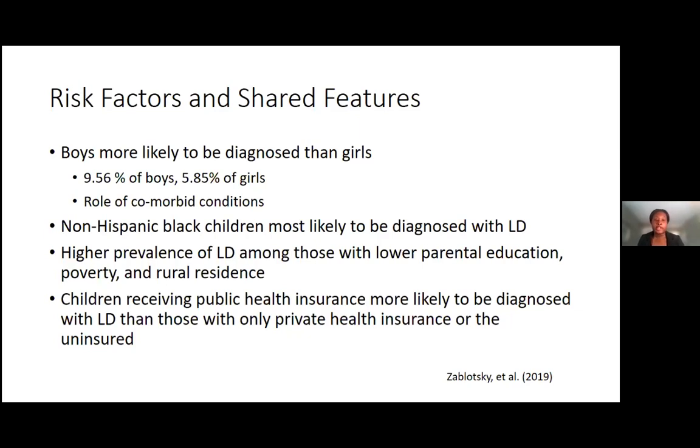Also, looking at national data, non-Hispanic Black children were more likely to be diagnosed with a learning disorder as compared to non-Hispanic white children or non-Hispanic children of other races or Hispanic children. There's also been noted to be a higher prevalence of learning disorder among those who have a lower parental education, those who live in poverty or significantly below the poverty line, and those who live in rural areas as compared to urban areas, as well as children who are receiving only private health insurance or the uninsured.